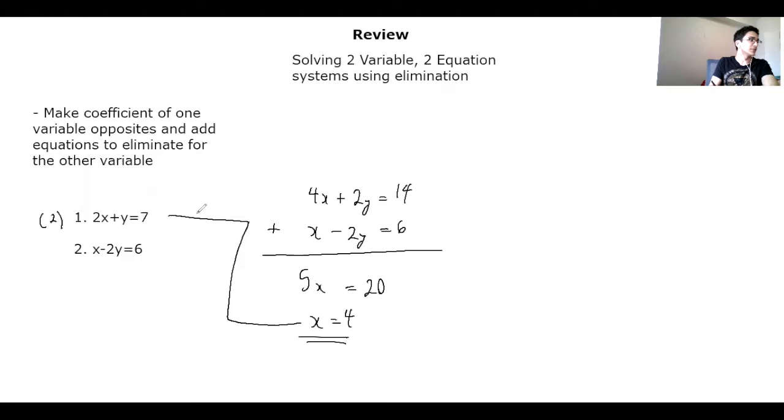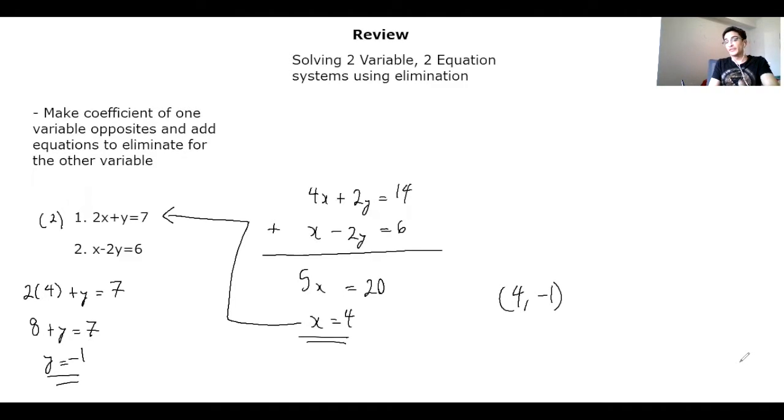Now I can just simply plug this into this first equation without the multiplication, the multiply by 2. So if I just plug that in, so I have 2, I know x is 4, so I'll do bracket 4, plus y is equal to 7. So 2 times 4 is 8, I have plus y is equal to 7, and to solve for y, I simply subtract both sides by 8, which would give me y is equal to minus 1. So my final answer would be 4, negative 1.